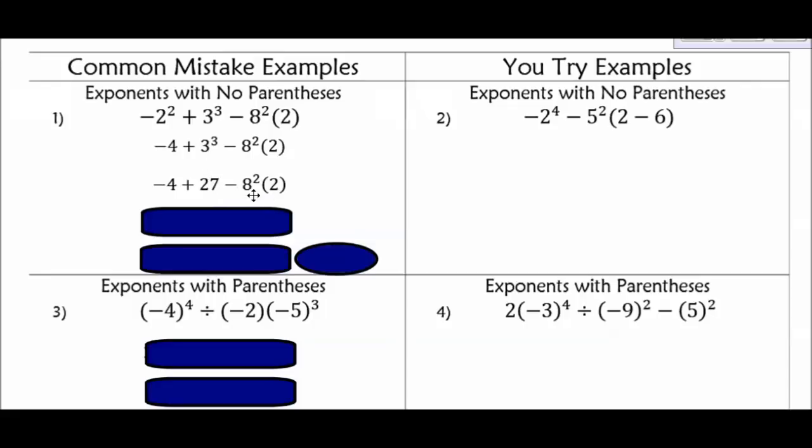And again, I didn't change this at all. I'm going to keep working left to right. I'm going to square this 8. Again, that minus sign is not touched at all. It's minus whatever I get from 8 squared. Minus 64. Still keep the times 2 there.